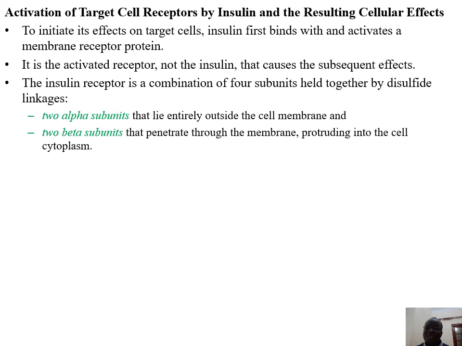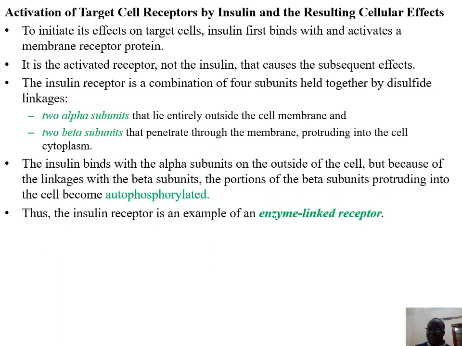So this is the one that will be linked to an enzyme. So it's an integral protein. Then the 2 alpha protein subunits are more like peripheral proteins that are just attaching to the 2 beta protein subunits, which are crossing the plasma membrane and protruding into the cytoplasm. That will be activating the enzyme once insulin goes and binds.